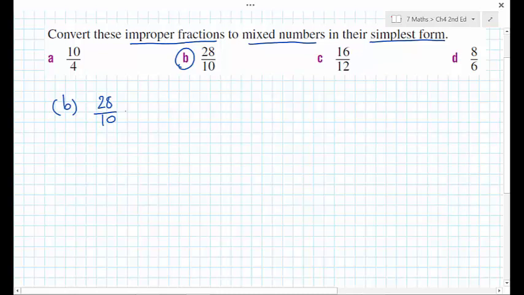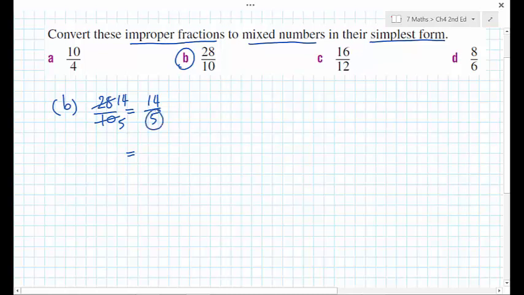So the first method is that I simplify this first. Okay, so if I simplify this first, I look and I think, okay, well 2 goes into that 14 times and into that 5 times. So I have 14 over 5. I can now write this as a mixed number.